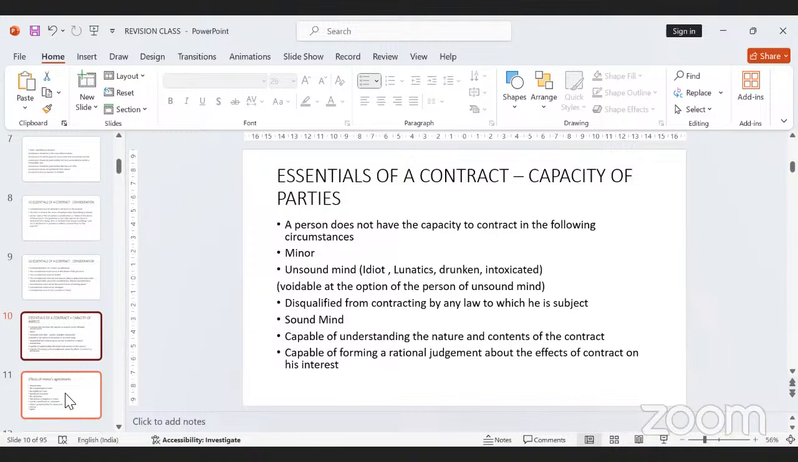Second thing, I should be capable of forming a rational judgment about the effects of the contract. For example, I am selling a house to X. What does it mean? It means forever that house would not be mine. I would have to part with the house. I should be in a position to understand all those things. If I'm not in a position to understand all those things, then it means that I do not have a sound mind.